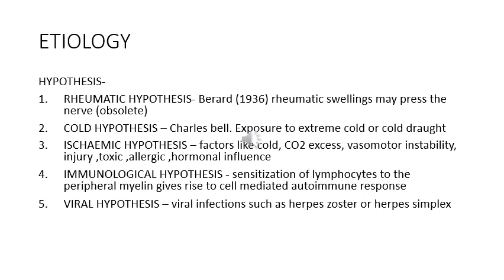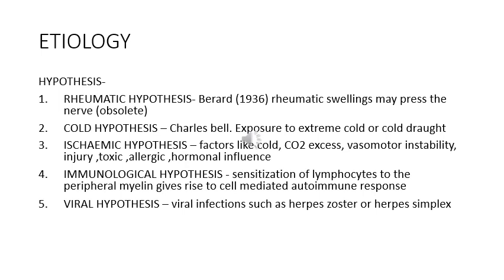And then the cold hypothesis. Again, Charles Bell said that exposure to extreme cold can produce constriction in the nerve, leading to Bell's palsy. Another is the ischemic hypothesis. Ischemia means there is lack of blood supply or decrease of blood supply. Factors like cold again, then carbon dioxide excess, vasomotor instability, blood vessel disorders, then injury, toxic reasons, allergic reasons, and certain hormones are also included in that hypothesis.